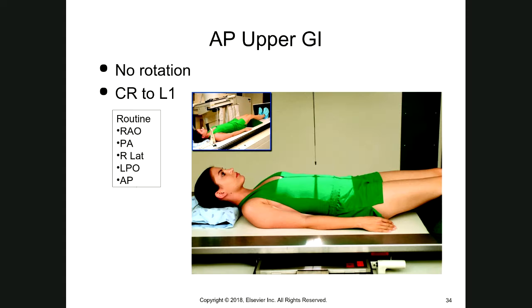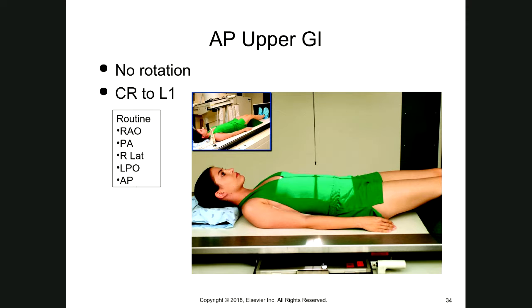So when we start with an AP upper GI, you can see that the patient is lying on their back. The image receptor is actually underneath. Now this is, if it's a retrofitted system, you would have an IR in the bucky. If it was direct radiography, you wouldn't see that, but you would know that it was under there. And this positioning is actually on the last page in the chapter, page 486.